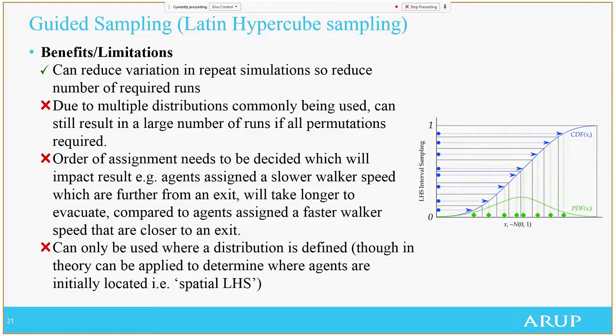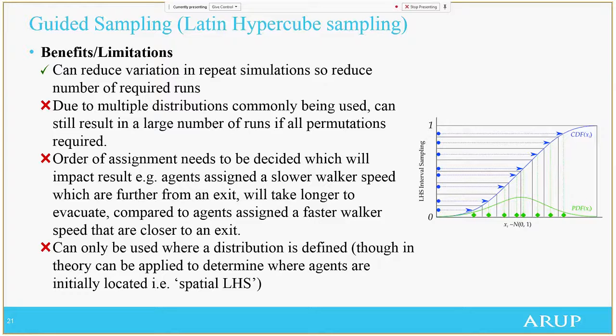In terms of the benefits, this can reduce variation in repeat simulations, so reduce the number of repeat runs. The downsides of this method are, due to multiple distributions commonly being used, it can still result in a large number of runs of all permutations required, so we can still end up having to run quite a large number of runs. Also, the order in which you assign people within the distribution will impact the results.